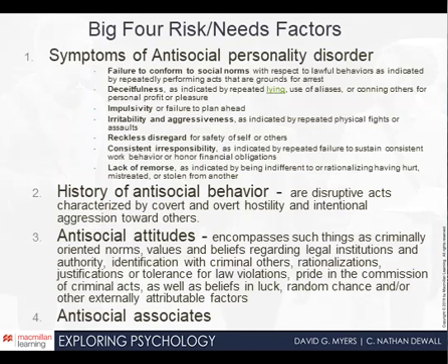The big four risk or needs factors. Symptoms of antisocial personality disorder: failure to conform to social norms, deceitfulness or lying, impulsivity, irritability and aggressiveness, recklessness, disregard, consistent irresponsibility, and a lack of remorse.